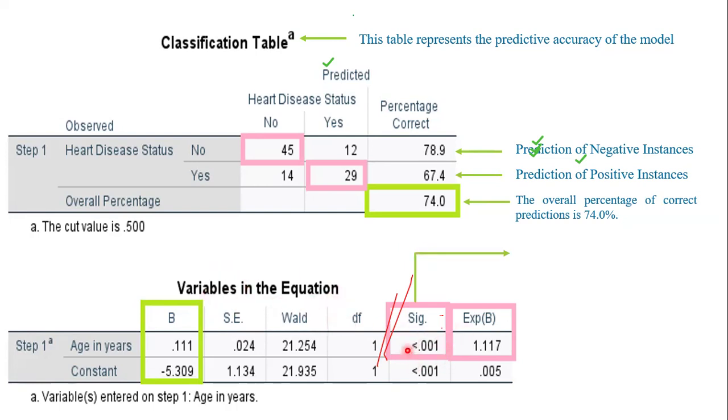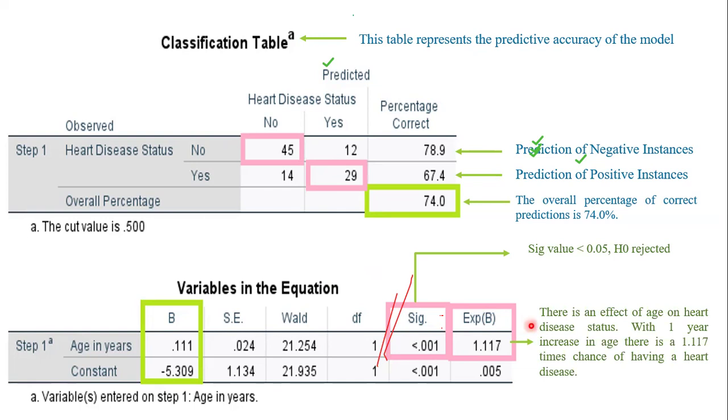You will see a sig value which is less than 0.05. So what does it indicate? It indicates that H naught is rejected, and your H naught was that there is no impact of your independent variable on your dependent variable. So as the sig value is less than 0.05, we can conclude that H naught is rejected and H1 is accepted. So there is an effect of age on heart disease status. With 1 year increase in the age, there is 1.117 times chance of having a heart disease. This is basically the interpretation of binary logistic regression result.